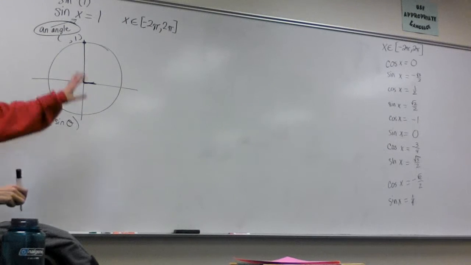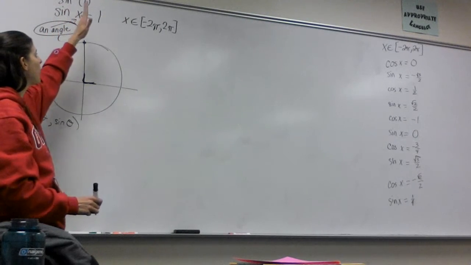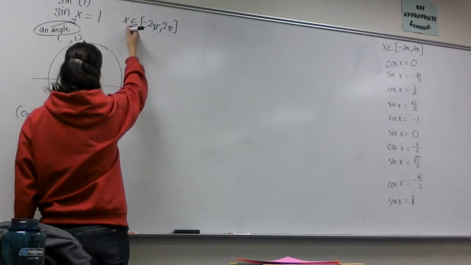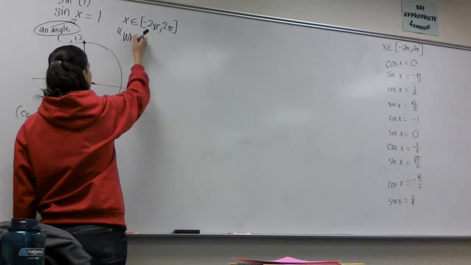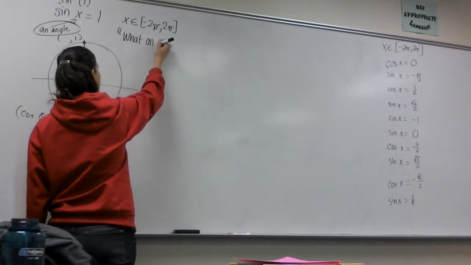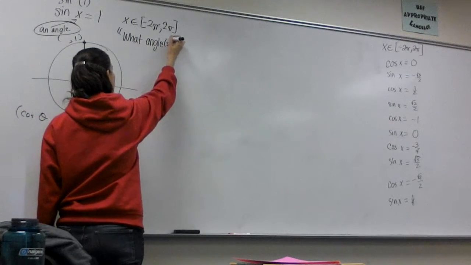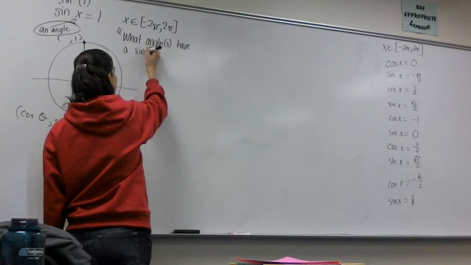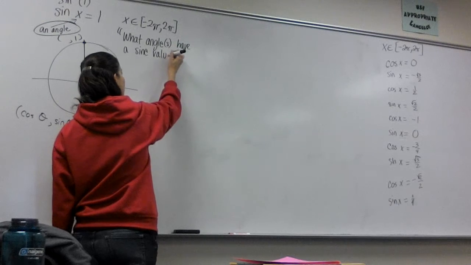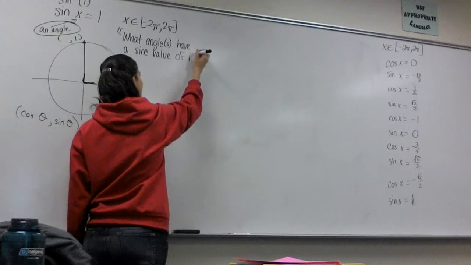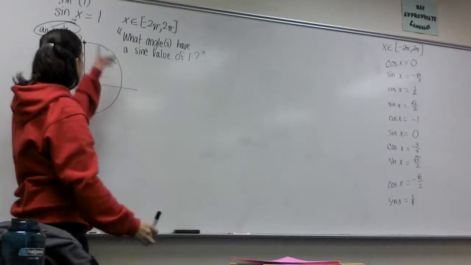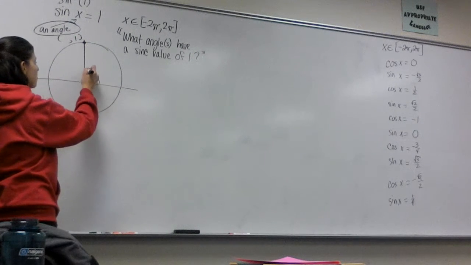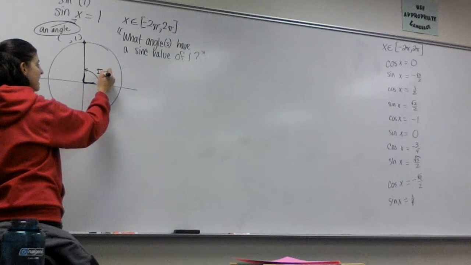So we are looking for the angle measure whose sine value is 1. You might want to write that down in English. Maybe I'll do it for you. What angles or angle have a sine value of 1? That's the question that you should ask with this problem. So yes, pi over 2 is one correct answer.